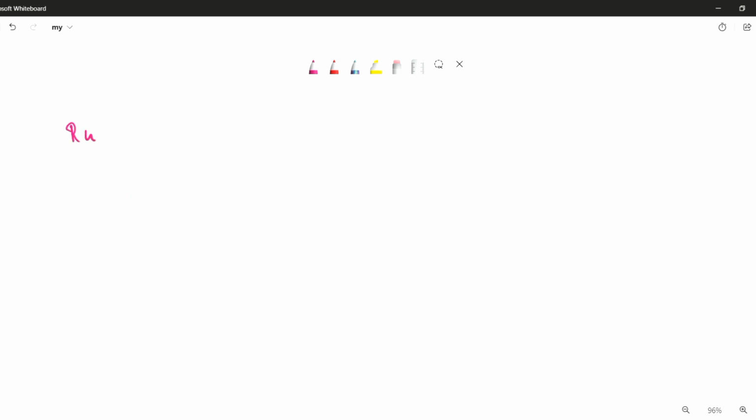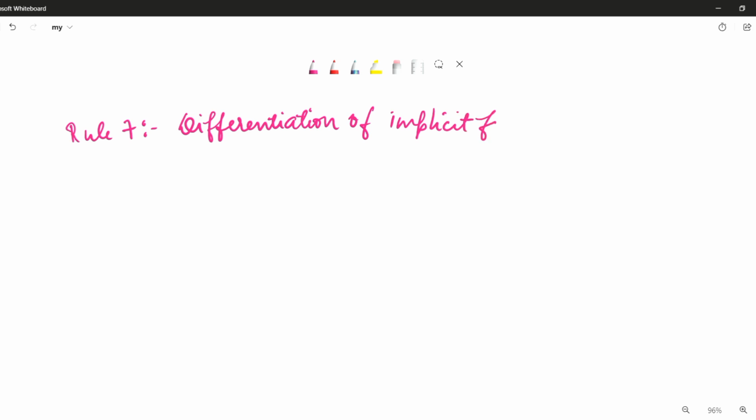Now the last rule, rule 7. Differentiation of implicit function. This is the last rule of differentiation. So let's take an example.